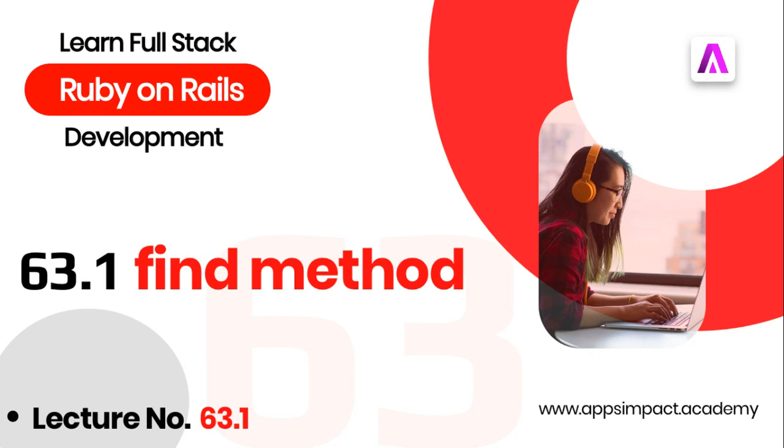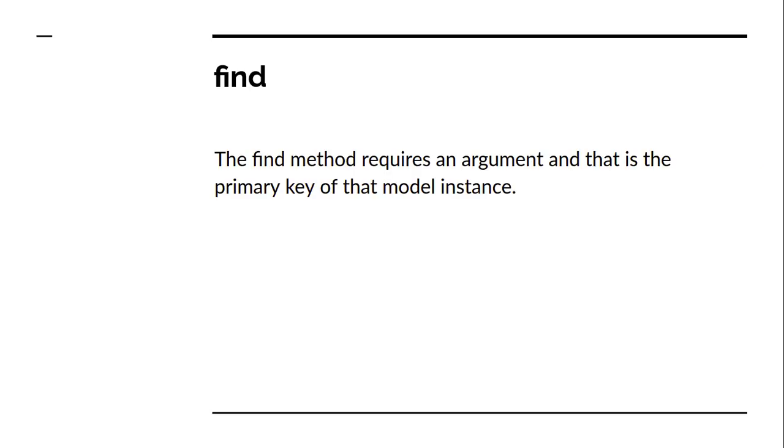In this lecture, we will discuss the find query method. So let's understand about the find query method. The find query method requires an argument, and that is the primary key for that model instance. Usually we use the auto-generated ID attribute of a model in a find query, and you can run this query like so.